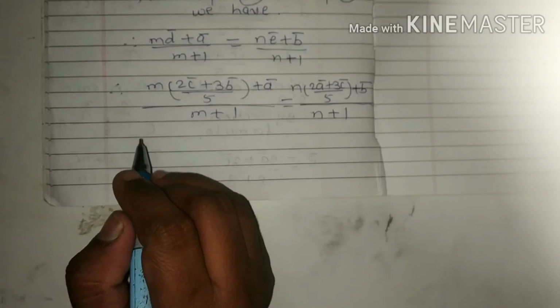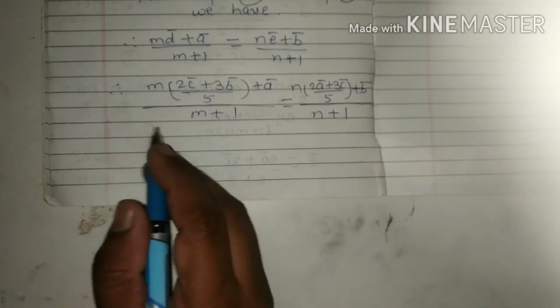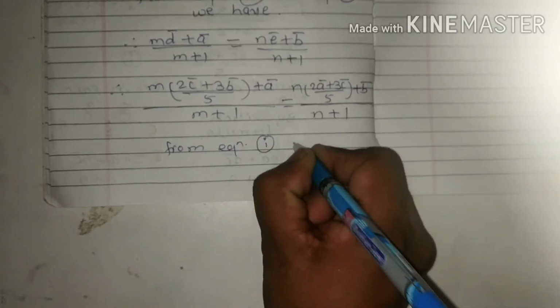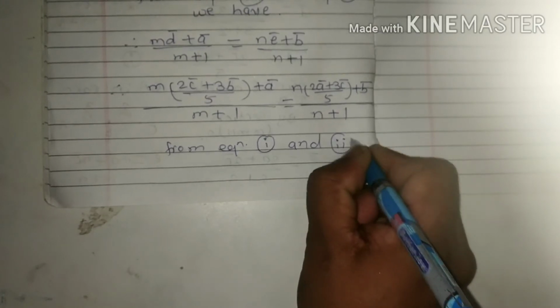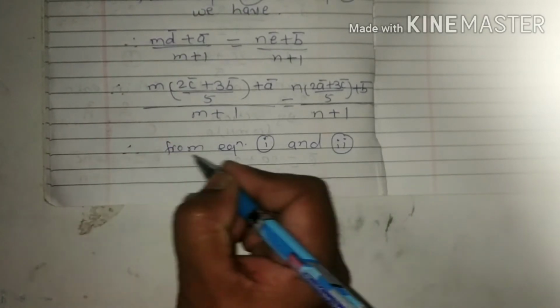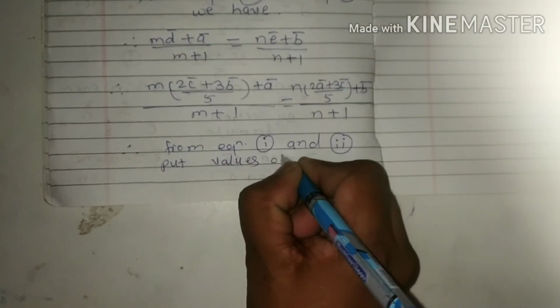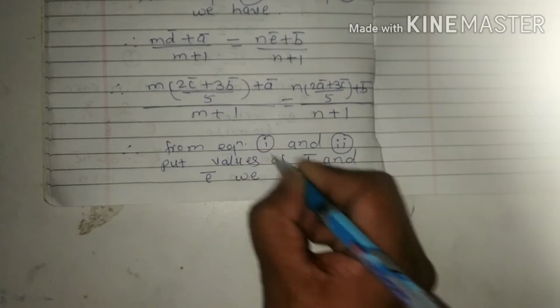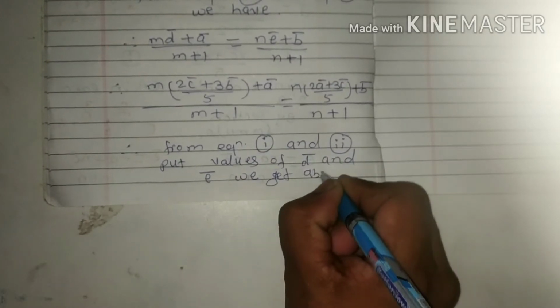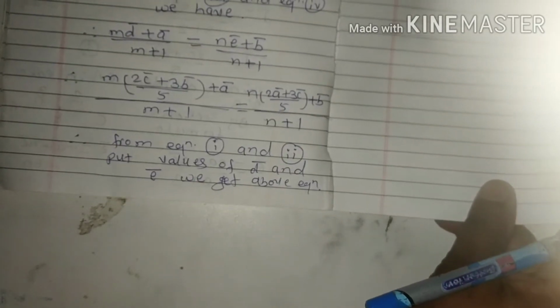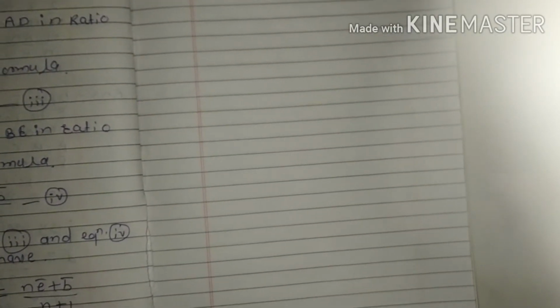That is from equation first and equation second. Put the values of D bar and E bar, then we get the above equation.